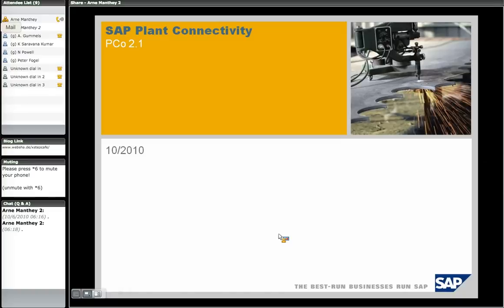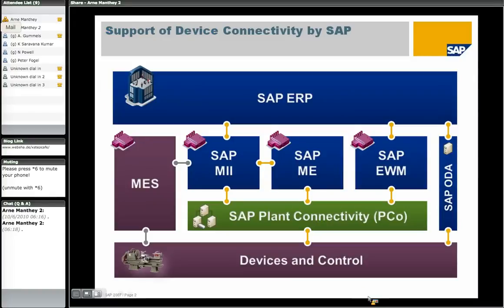So that's also the very new version here, PCo 2.1, which I'm talking about. And this is an overview of our plant or device connectivity support inside SAP solutions. And you see also to the very right, as a sort of connection to what we did so far here, the SAP ODA as the connection directly to the PI sheet to devices with OPC.